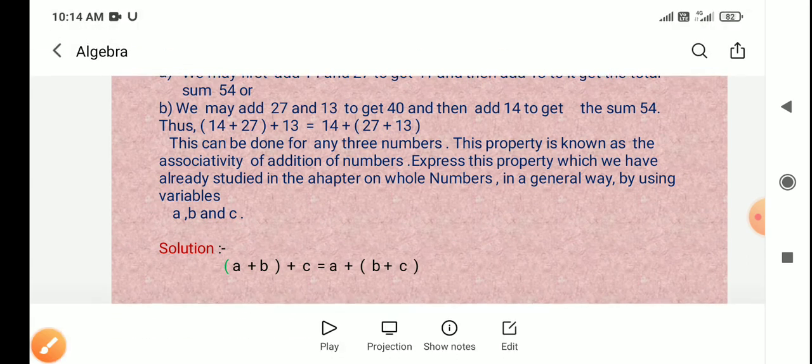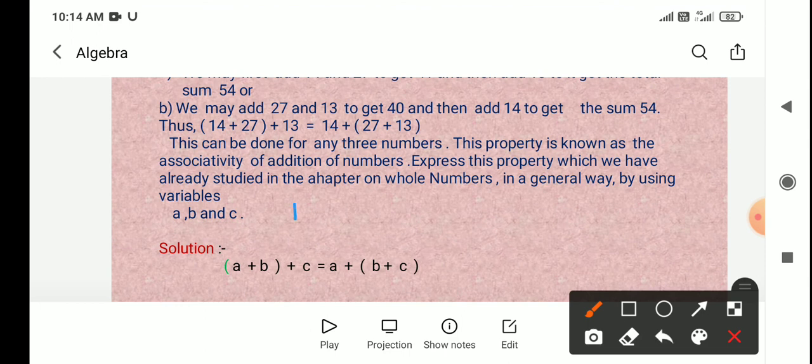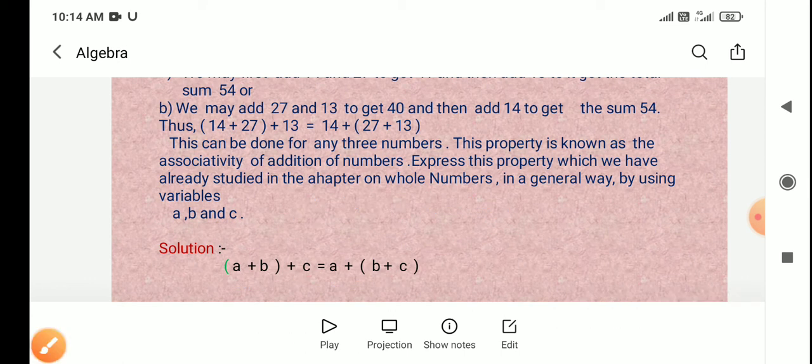Here we consider a as 14, b as 27 and c as 13. We write this rule by using the variables a, b, c. Look here: (a + b) + c is equal to a + (b + c). That is the general rule. This property is known as associativity of addition of numbers. We can use this property for any three numbers.